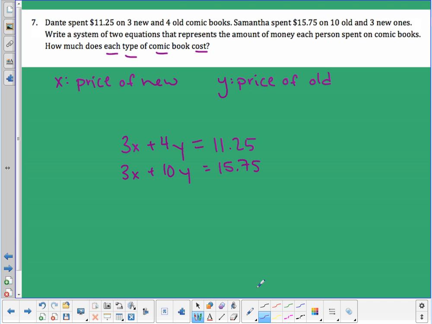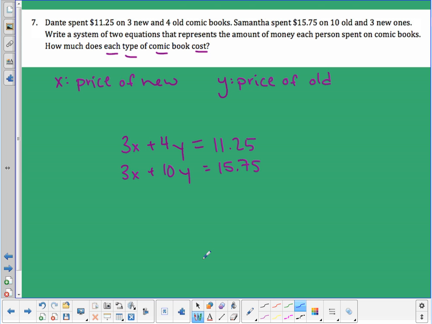Okay, so there is the system that I need to solve. It's set up very nicely for elimination. My X terms are lined up, my Y terms are lined up, the equal signs are lined up, the constants are lined up. So all of those things are really helpful for me to be able to use elimination to solve the system. So that's what I'm going to do.